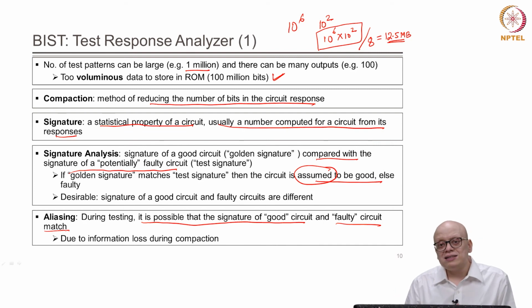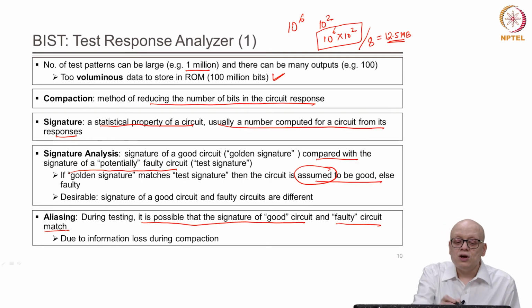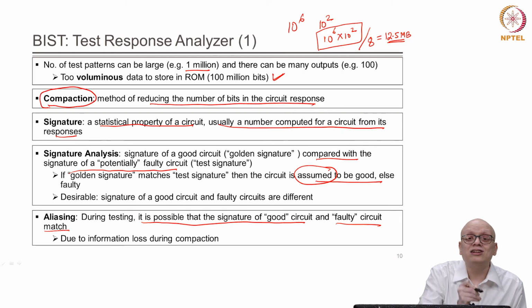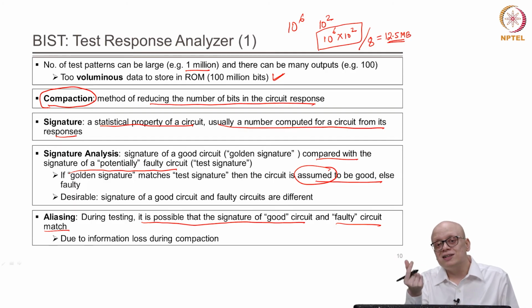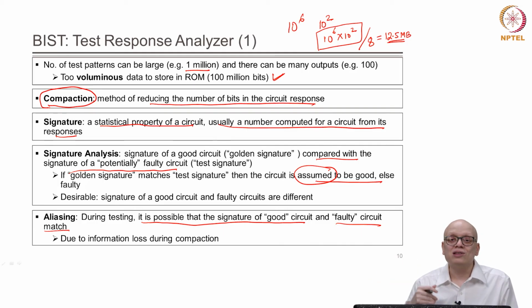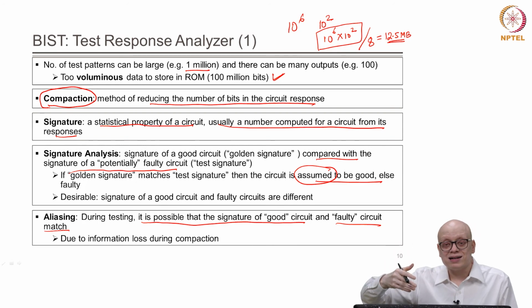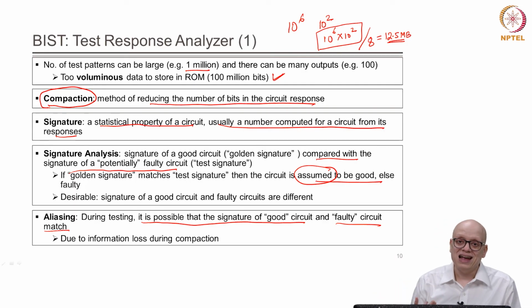So, why does this aliasing occur? The aliasing occurs because we are doing compaction, and this is a lossy compaction. This is not a lossless compression of the data. It is a lossy compression, meaning that out of say 100 million bits, we have found a compact signature, but we have lost a lot of information. We have lost all the information about what are the correct sequences of zeros and ones that will appear. And therefore, there is a loss in information, and that loss in information leads to aliasing. That is not a good situation, and we should avoid it.